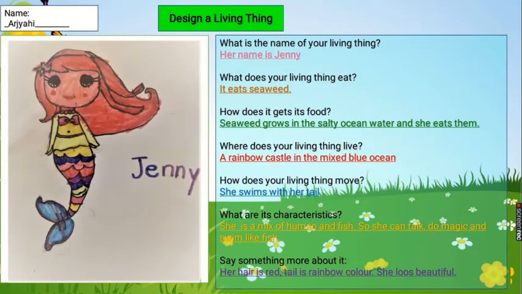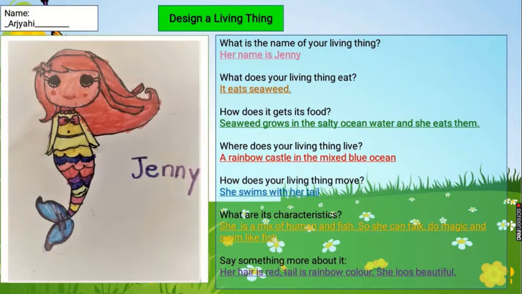Now this is Arjahi's living thing. Look how cute that is. It's so colorful. Her name is Jenny, and she eats seaweed, those kind of seagrass that we see in the ocean. Seaweed grows in the salty ocean water, and she eats them because she lives in the ocean, so she eats those seaweed from the ocean. Where does your living thing live? Arjahi said, a rainbow castle in the mixed blue ocean. I want to live there. I want a rainbow castle at the bottom of the ocean.